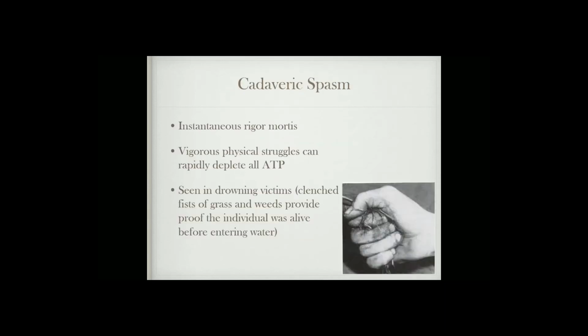There are occasions when rigor mortis can instantaneously develop at the time of death. This is referred to as a cadaveric spasm. Typically, this is seen in individuals who experience vigorous physical activities or struggles just before death, resulting in complete depletion of all ATP available. Cadaveric spasms are somewhat rare and are often associated with high body temperatures or violent exertion, such as people who struggle before drowning, leaving a tightly clenched fist full of grass and weeds.